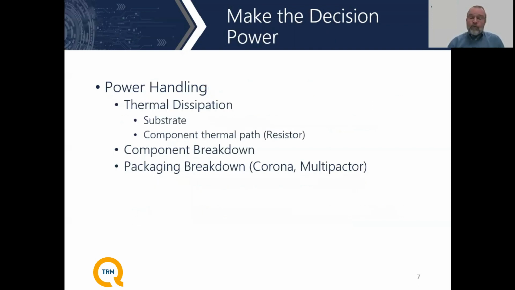Power is the next really big thing that we need to look at. Power generates heat, and it also generates the potential for a breakdown event, whether it be corona or multipacting. And both of these things are critical. The higher power that we get, the more heat buildup we get, and we have to dissipate that heat. So it is really critical to understand how much power is going to be available.